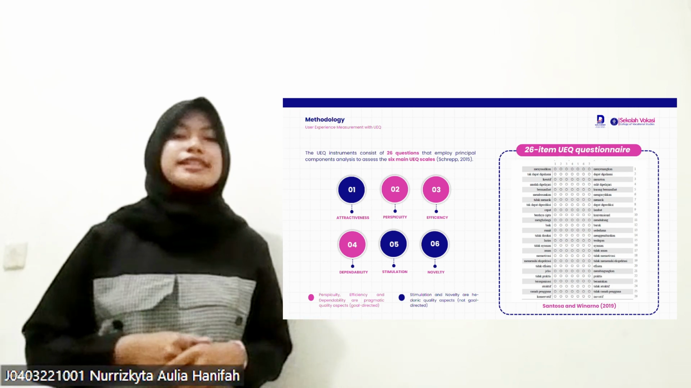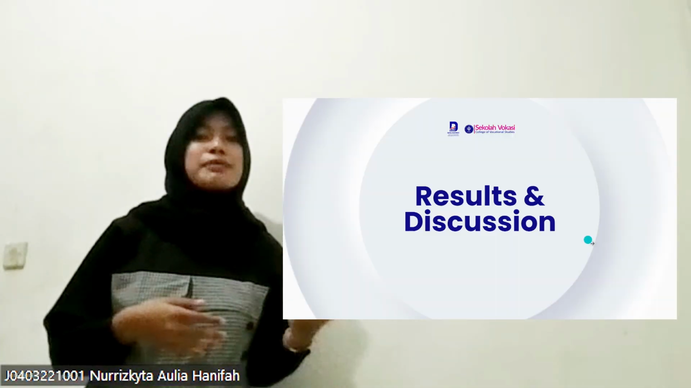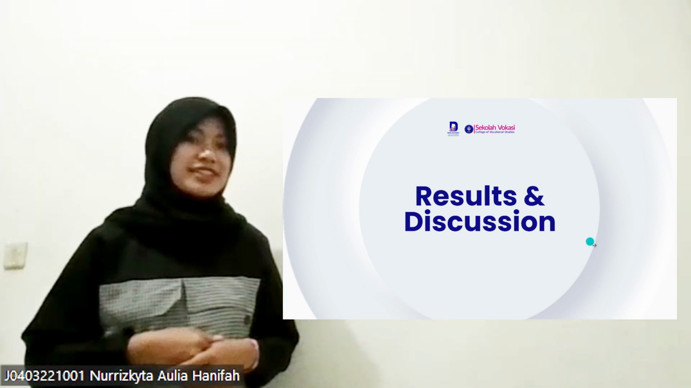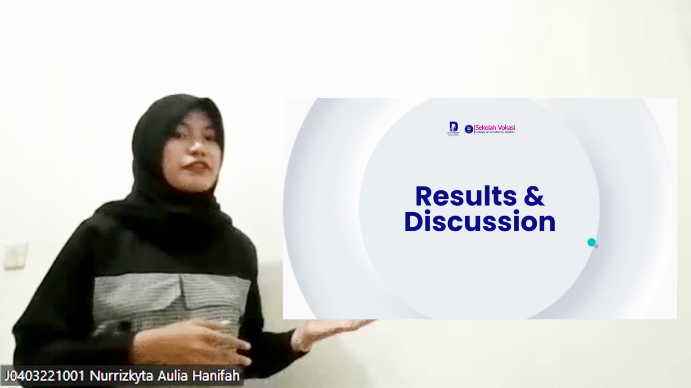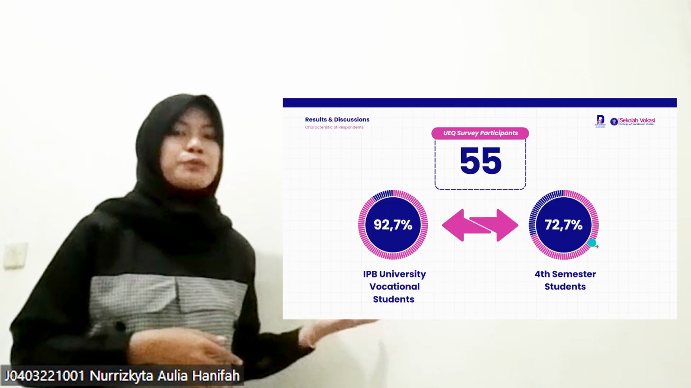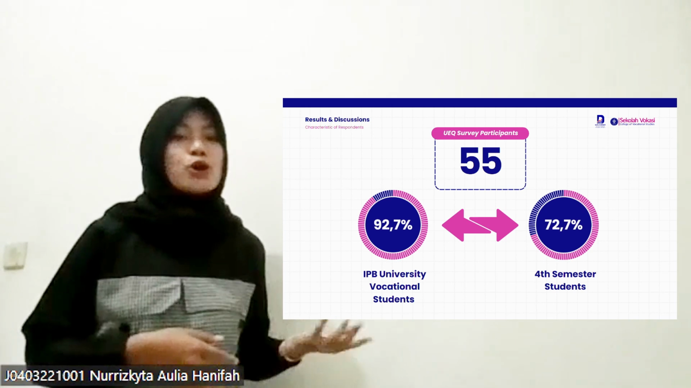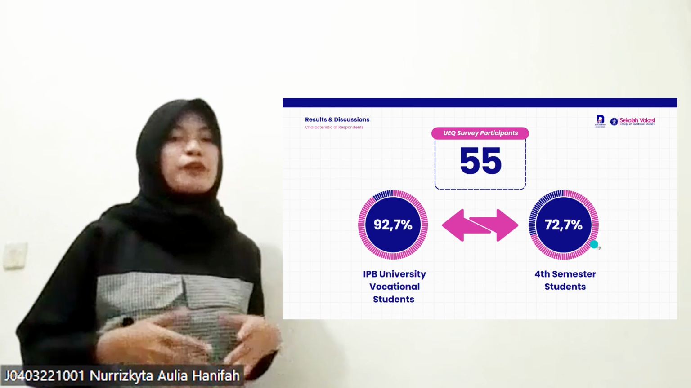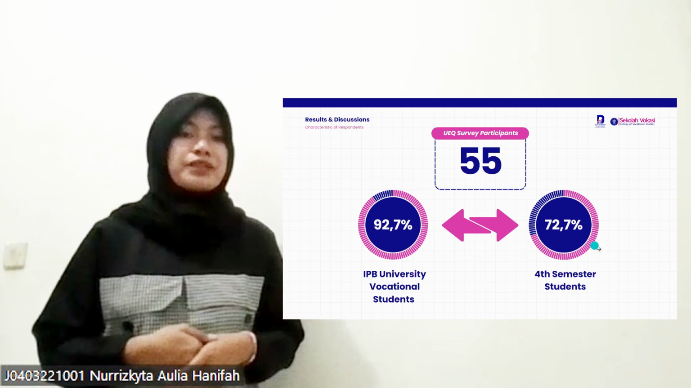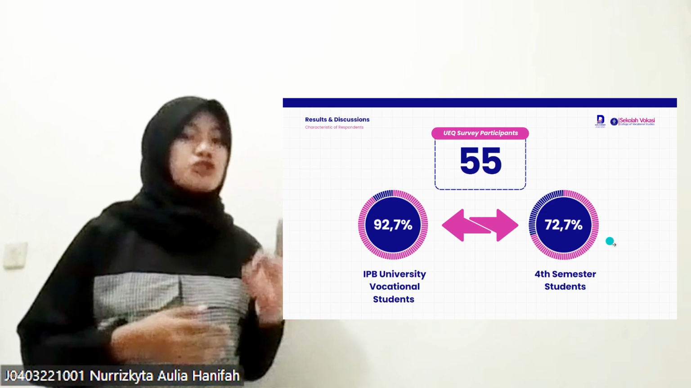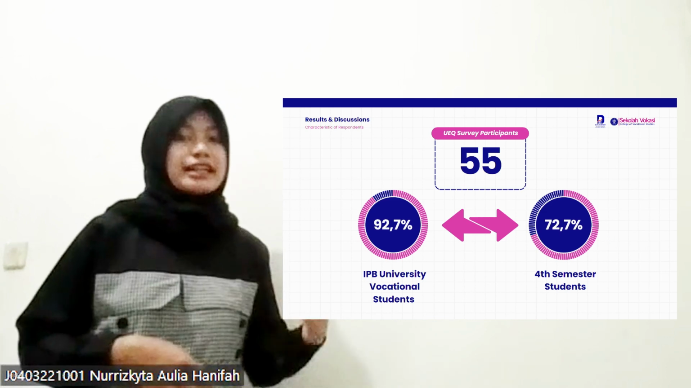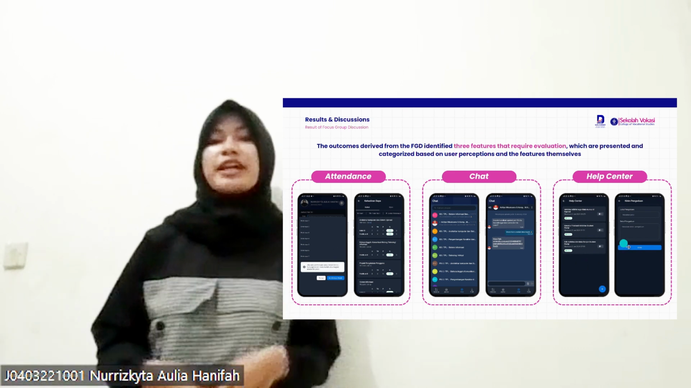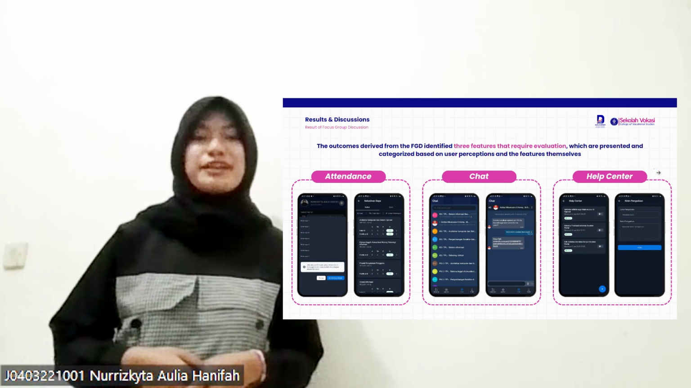Next, user experience evaluation for the attendance, chat, and health center features of the IPB app for students is outlined in the following discussions. The total sample size was 55 respondents, with about 92.7% from vocational schools. Most were fourth semester students, providing a comprehensive view of how different groups interact with the IPB mobile application for students. The focus group discussion revealed 3 key features for evaluation, which are attendance, chat, and health center. These results guide further analysis, identifying primary user concerns and features for improvement.